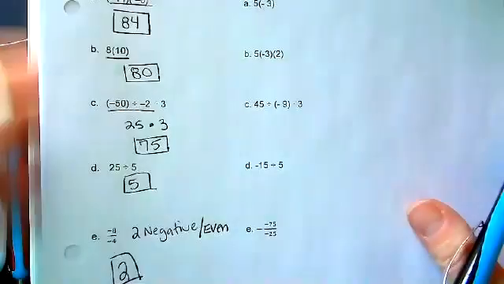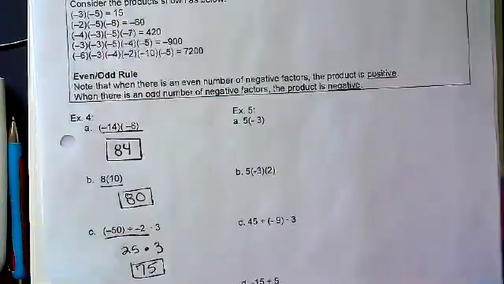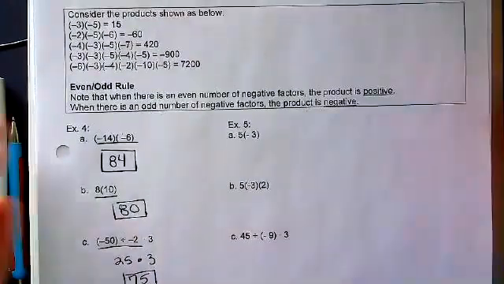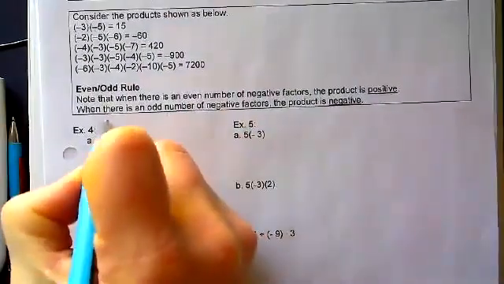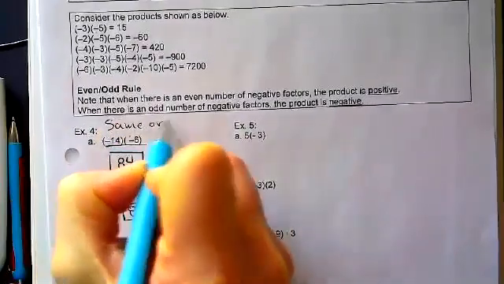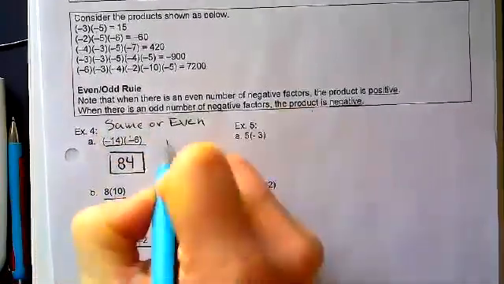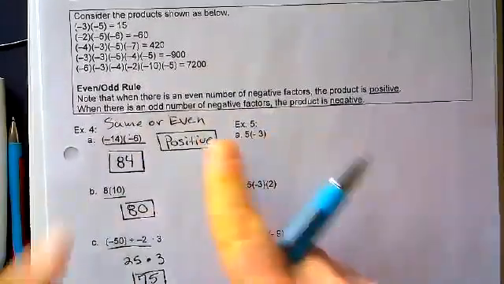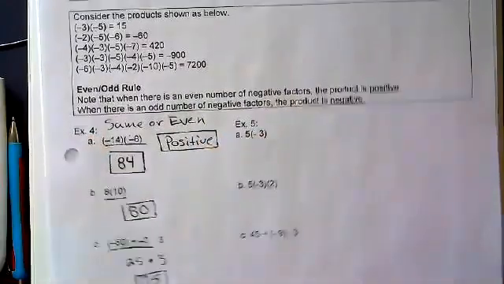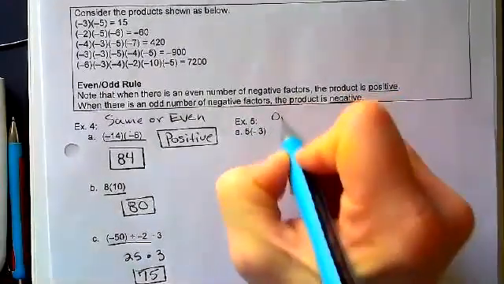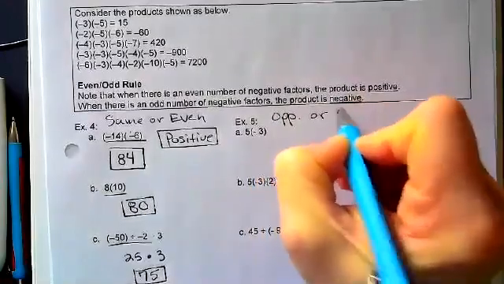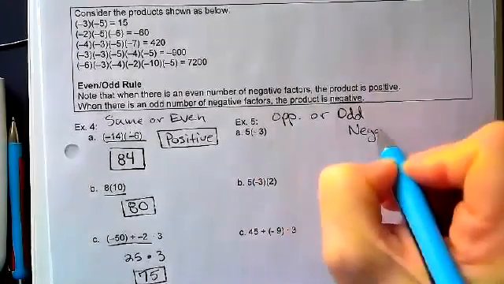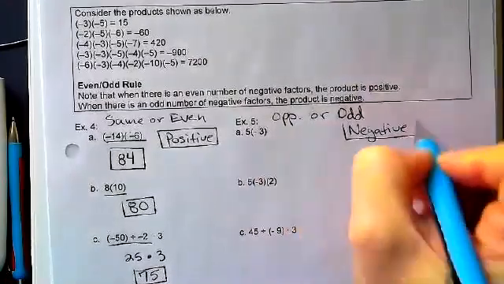So all of those in example 4 were examples of same sign rules or the even rule. If you have an even amount of negatives, your answer is always positive. So I like to say same or even. So my answer was always positive. Okay, you notice all of those were positives. If you look here on the next example, these are going to be opposite or odd amount of negatives. Okay, so my answer will always be negative on these. So let's see if that is true.